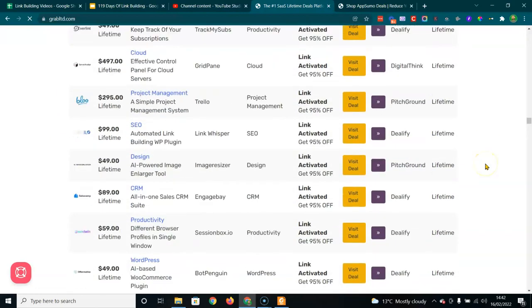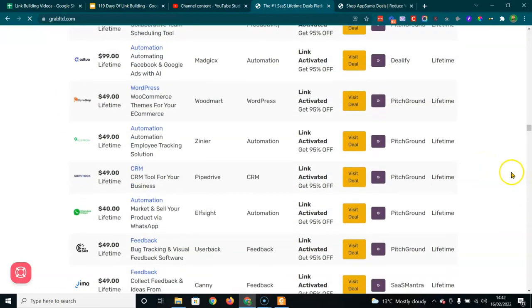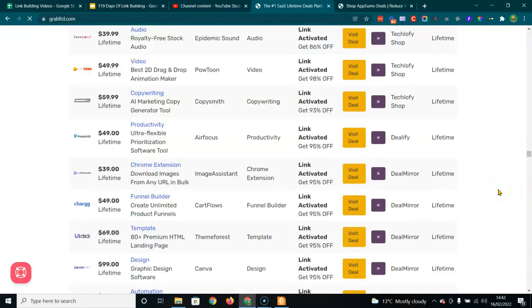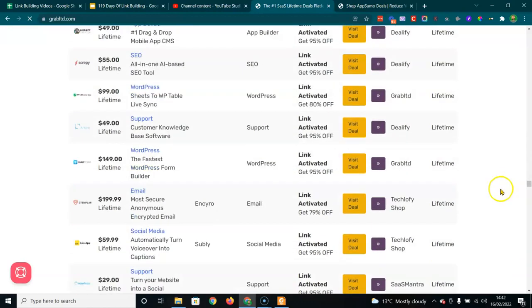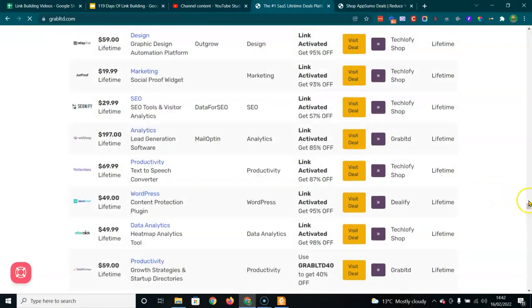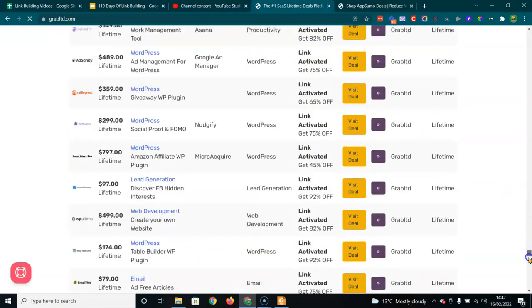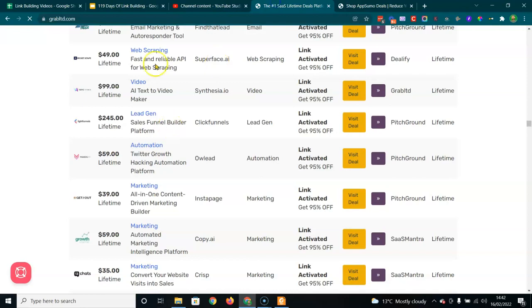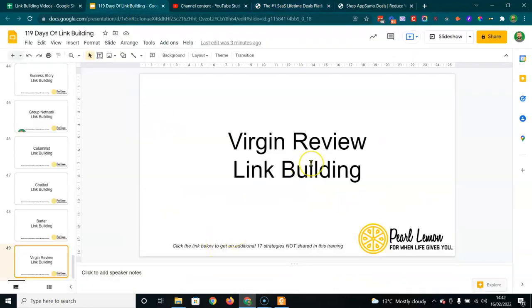Pitchground, Dealify, Digital Think, Deal Fuel, GrabLT themselves, SaaS Mantra, Daily Mirror, Technofly. Don't think they have AppSumo on here actually. AppSumo is a huge one, but yeah, you get the idea. And AppSumo's not loading for me because my internet is not playing ball, but you can see where we're going with this in terms of looking at places from a software standpoint, effectively.